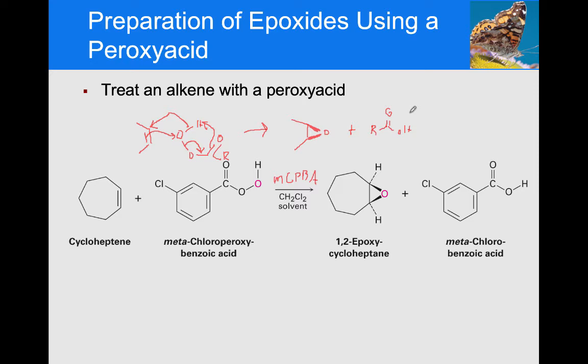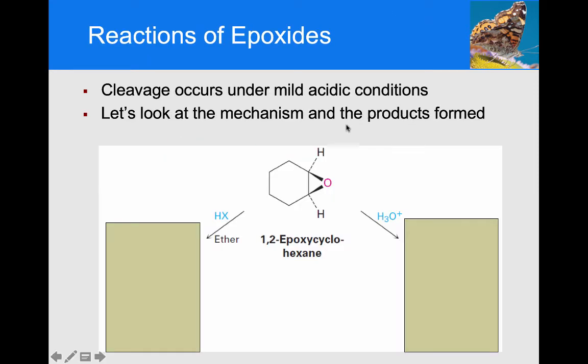Once you have these epoxides, so they're relatively easy to make, they're very reactive. And so let's look at the reaction with HX. This epoxide is going to react very similarly to how HX reacted with the acyclic ethers.